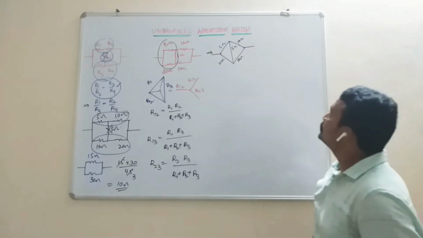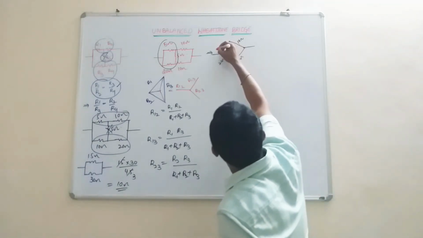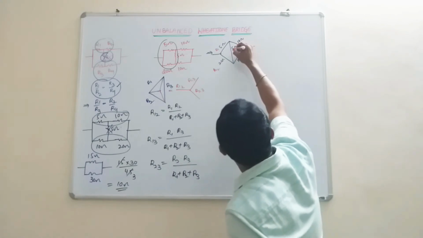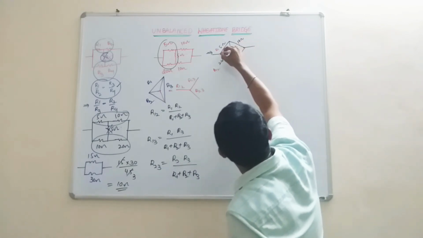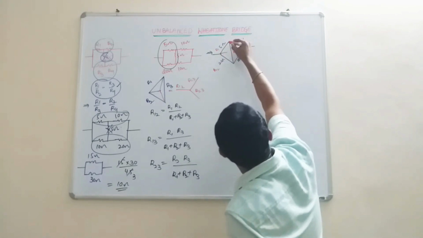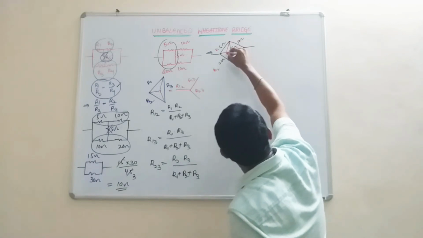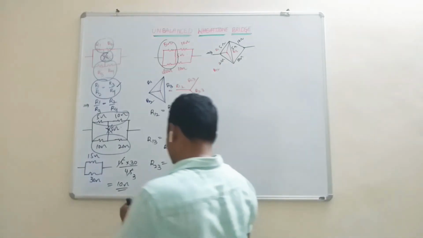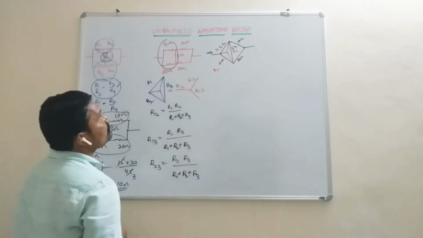So look at here. What you have to do? I will take this as R1, now this is R2, now this is R3. Now the combination of 1 and 2, the combination of 1 and 3, the combination of 2 and 3. So what is the 1 and 2 combination here?